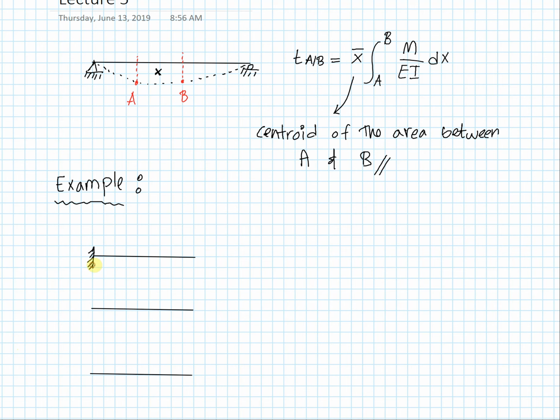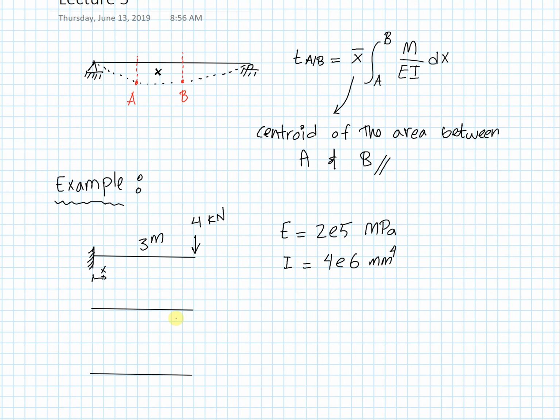Here is my fixed end. I have a force of 4 kilonewtons being applied, and I'm measuring X from here, from the left hand side. The length of my beam is 3 meters, and the elastic modulus is 2 times 10 to the power 5 megapascals, and that's what this E means, 10 to the power 5, and I is 4 times 10 to the power 6 millimeters to the power 4.